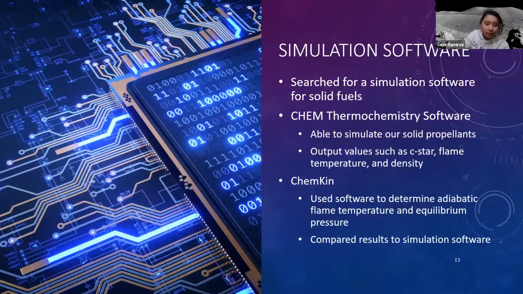Another objective of the fuel team was to run simulations using software, and we decided to compare the results of a software we paid for and the results of a free option as well. The software we paid for was called Thermochemistry, and the free alternative was using ChemKin. And we wanted to compare the two to determine if using ChemKin was a viable alternative to using a simulation software that we had to pay for.